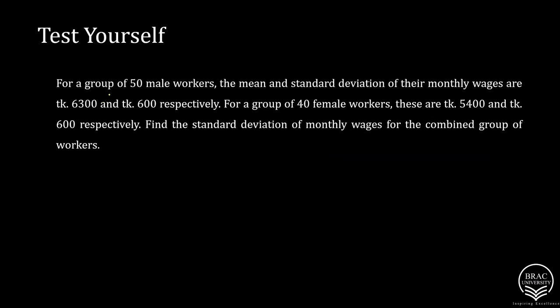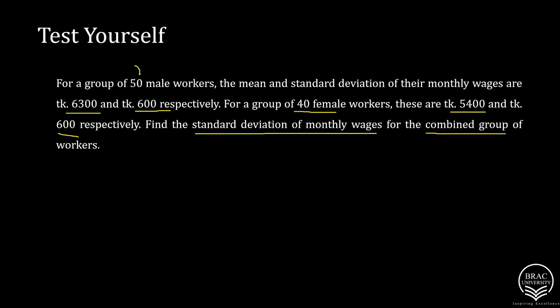Now there is another test. For a group of 50 male workers, the mean and standard deviation of their monthly wages are 6,300 taka and 600 taka respectively. For a group of 40 female workers, these are 5,400 taka and 600 taka respectively. Now what is the standard deviation of monthly wages for the combined group?